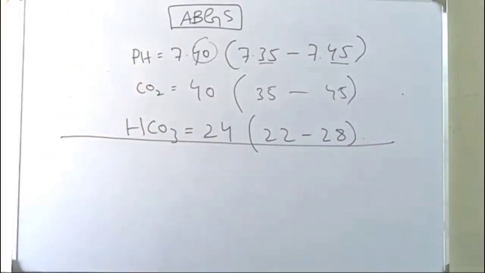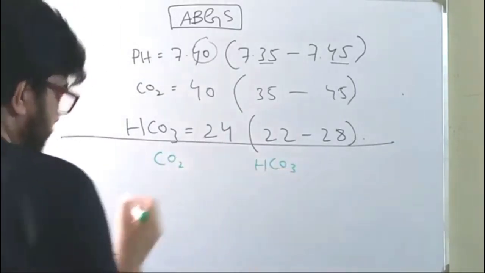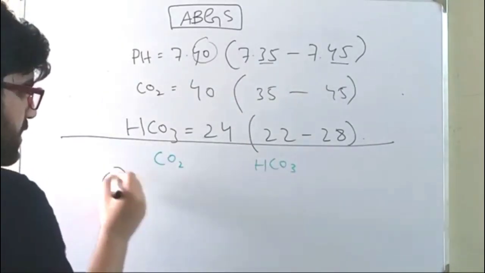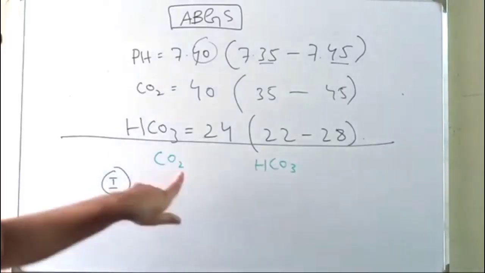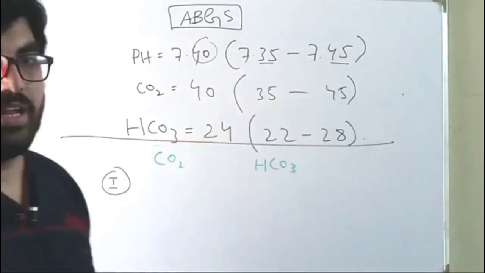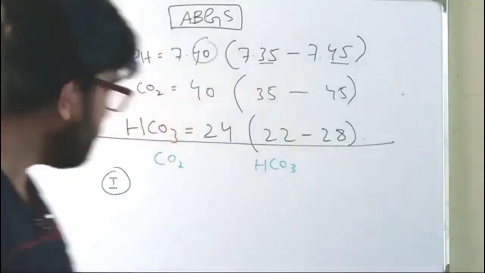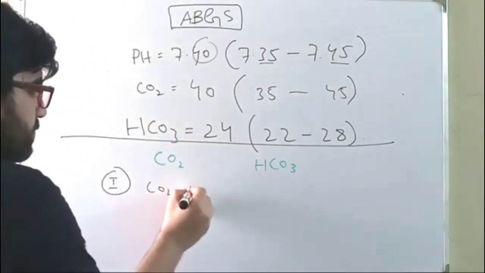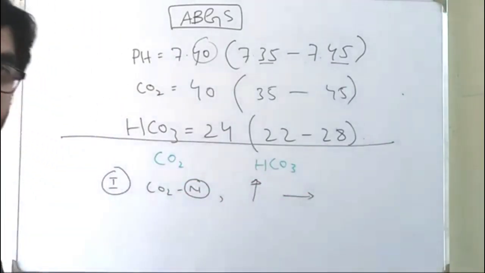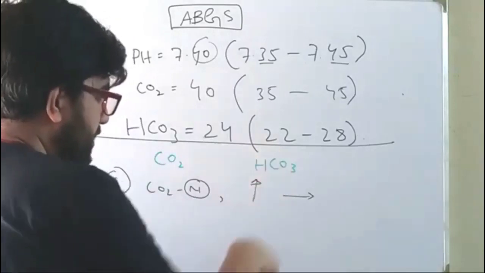we have to look at two things, the CO2 and the bicarbonate. Point number one: if one thing is normal, either CO2 or bicarbonate, by normal I mean if that is in the range, and the other is moving up or down, then that is very simple to pick. For example, say CO2 is normal and the bicarbonate is going up. What is this condition called? Metabolic alkalosis.